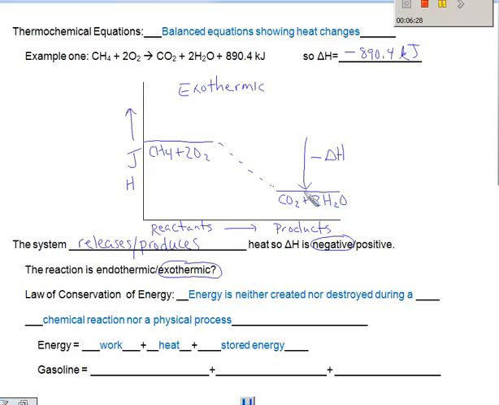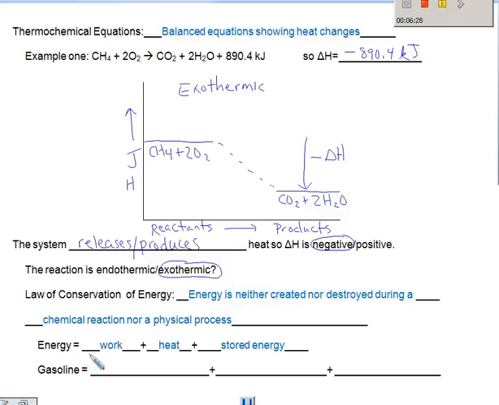So this here is stored energy. So we have this distance is still stored energy, and this distance here was the heat that we lost to the universe. So the law of conservation of energy says that the heat in the universe plus our system has to stay constant. So this was lost to the surroundings, this stays in the system.